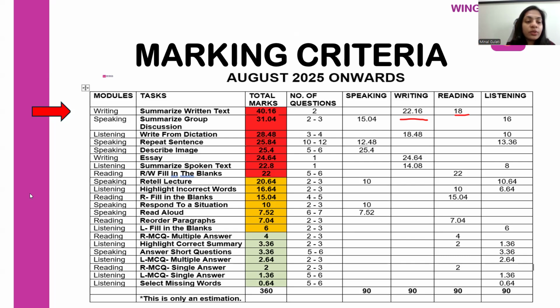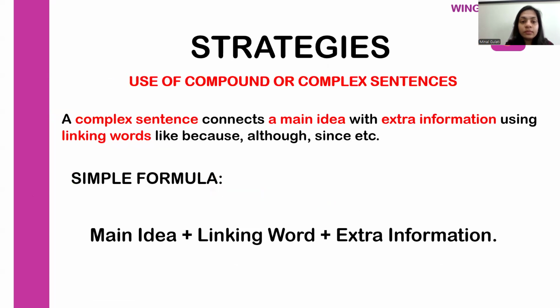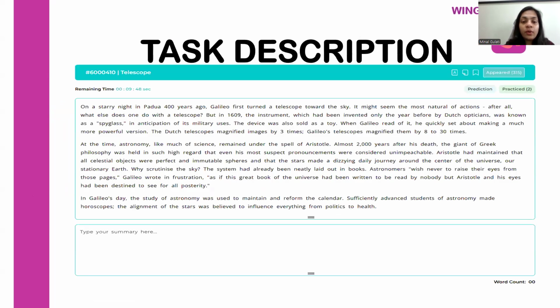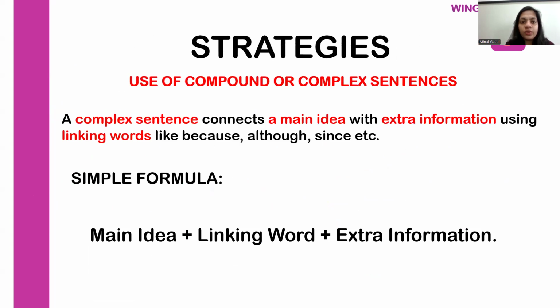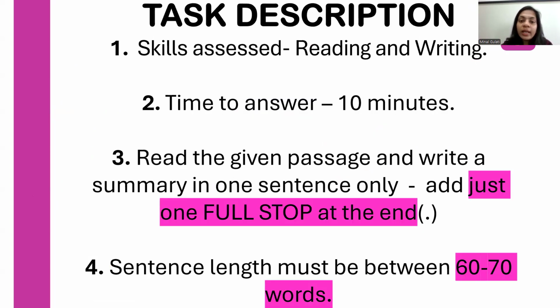Why is this task contributing to writing as well as reading? Because of the task. Where's my task description? Yes, you will be given a paragraph. You'll have 10 minutes to answer that, and you have to write the summary of that passage or paragraph in just one line. And the word limit that has been given to us by PTE is 50 to 75 words, but I would suggest you write somewhere closer to 70, 69, 72, something between 68 to 72 will be really great, and which will give us good content.